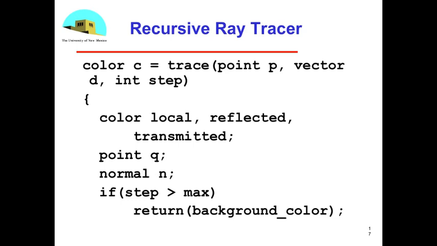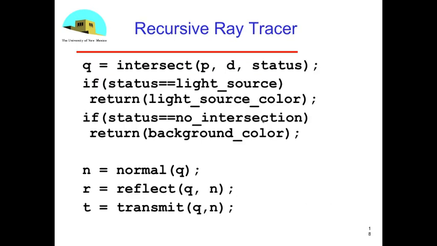You're going to have to keep track of normals for doing the lighting calculation at a given point. Q is going to be the point of intersection. So if the steps are greater than the maximum, I return the background color. This is essentially saying when you're outside of that sphere, you're going to have some background color, like the blue for the sky or black or something. But the heart of it is here.